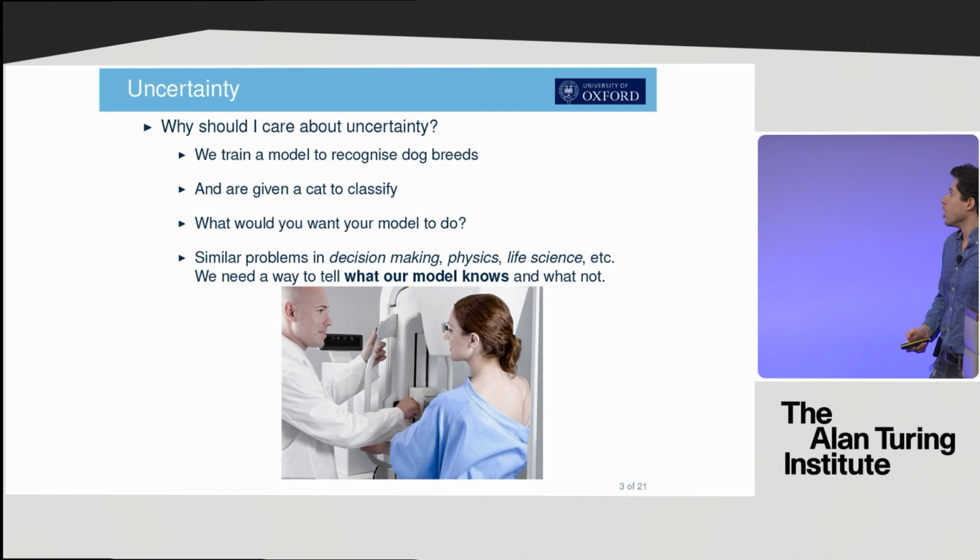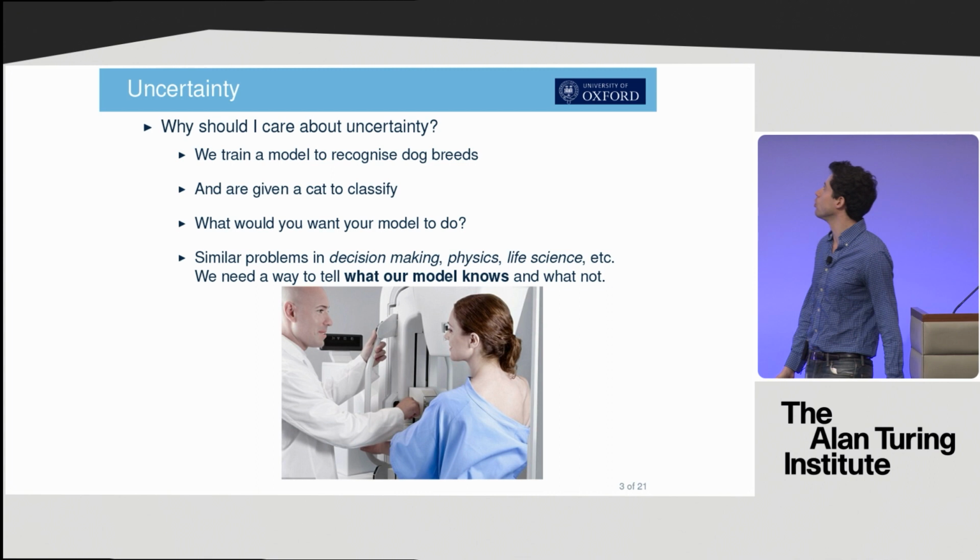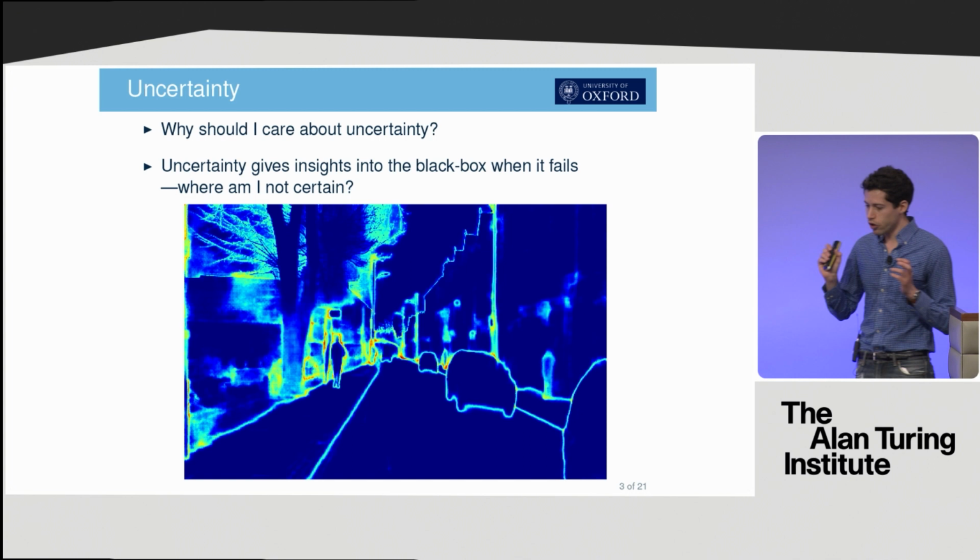This might sound like a contrived example, but we have the same situation appearing again and again in decision-making, in physics, in life sciences. We need a way for our models to tell us what we know and what we don't know. Uncertainty also gives us an insight into the black box. We can see where the model is uncertain. This is an example from the autonomous driving domain.